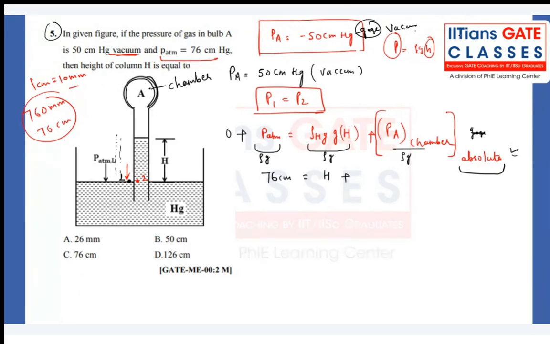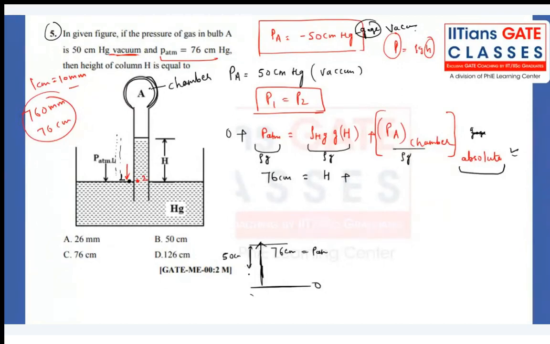But I'm asking you about absolute pressure. Absolute pressure cannot be negative. It should be more than zero, or at least zero. It has to be a positive value. And you know that from our simple calculations: if this is my zero level, suppose for example my atmospheric pressure is 76 centimeter. That is my PATM. At a particular location, my value is 50 centimeter.